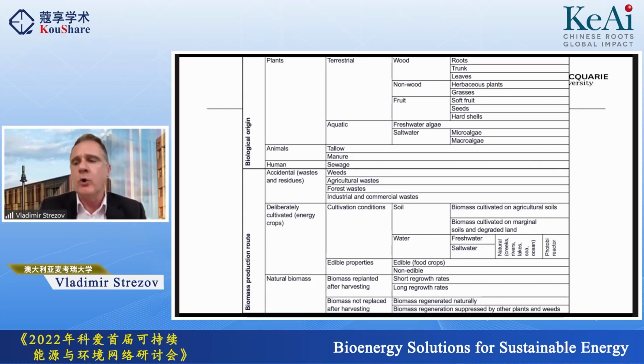But what we say is also, it is very important how the biomass is harvested. What is the production route? And this is really the importance from the point of view of sustainability, whether it's accidental biomass, whether it's waste residues, whether it's a cultivated energy crop, or it is harvested from nature. And then again, we can look at weeds that we really want to remove, agricultural waste, forest waste, industrial waste, or if it's energy crops, then how often do they grow, what type of soil they would need, and with the natural biomass, whether it's replanted or it is removed.